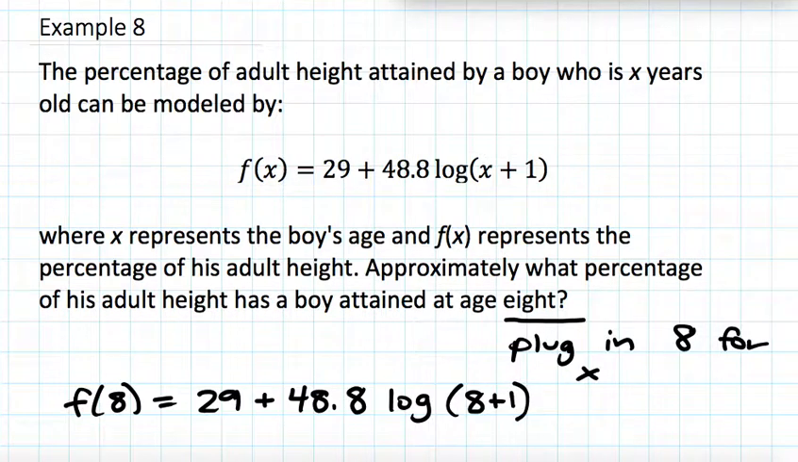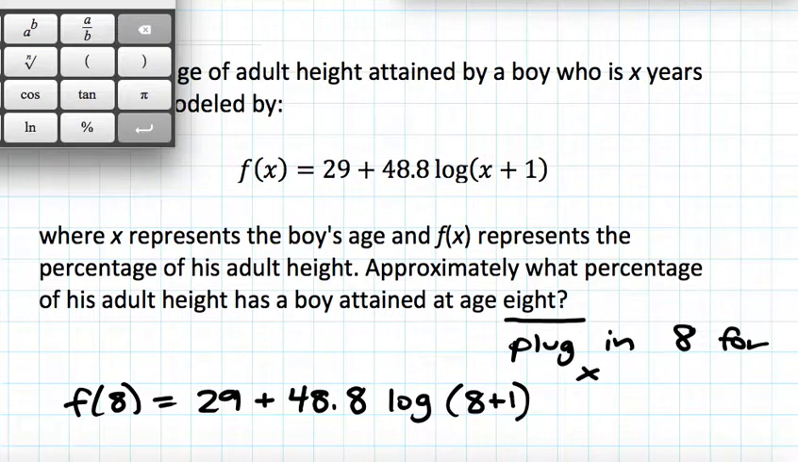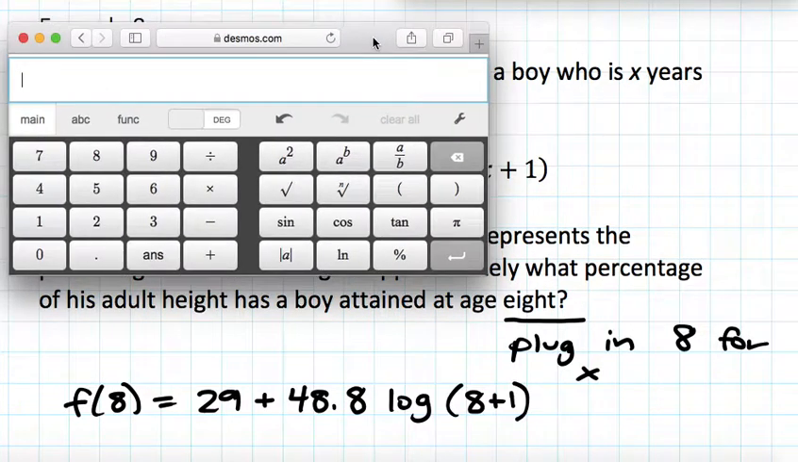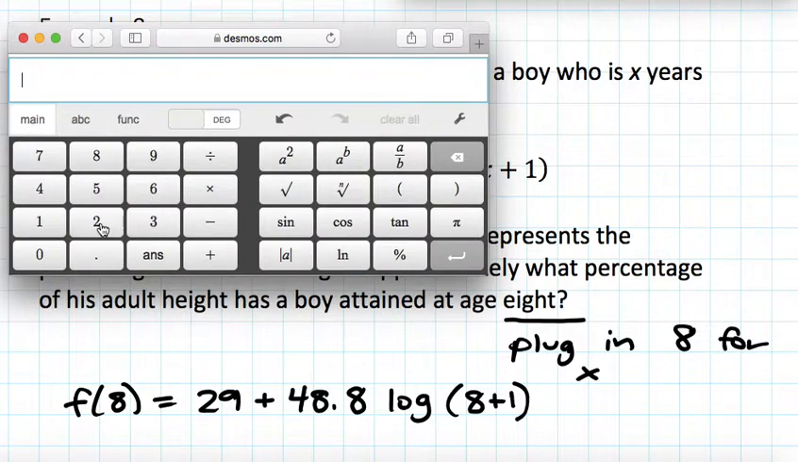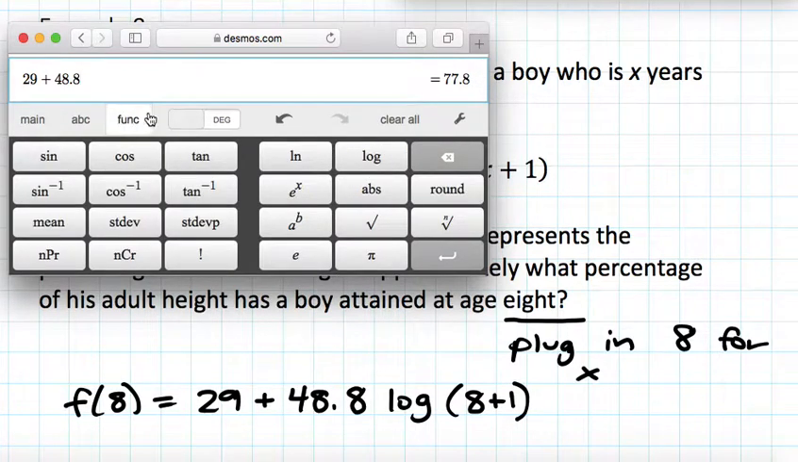Now, one thing with doing logs on the calculator is that you have to be careful about the parentheses. So I'm going to show how to type this in on the Desmos calculator here. On this calculator, there's no log button on the main screen. When I click over here on the function button, I see the log button pop up. So I'm going to type in 29 plus 48.8 and then times, or I don't need to hit the times, it'll automatically do times, log. And then you see it opens up a pair of parentheses there.